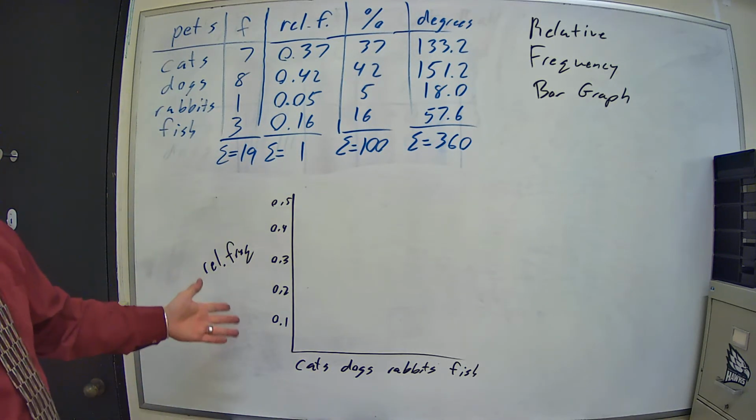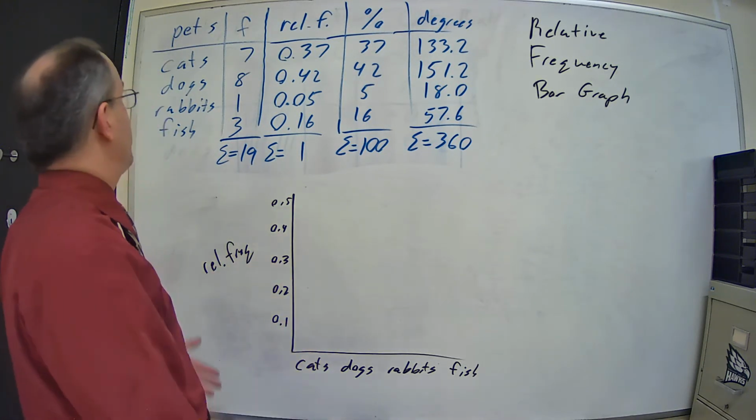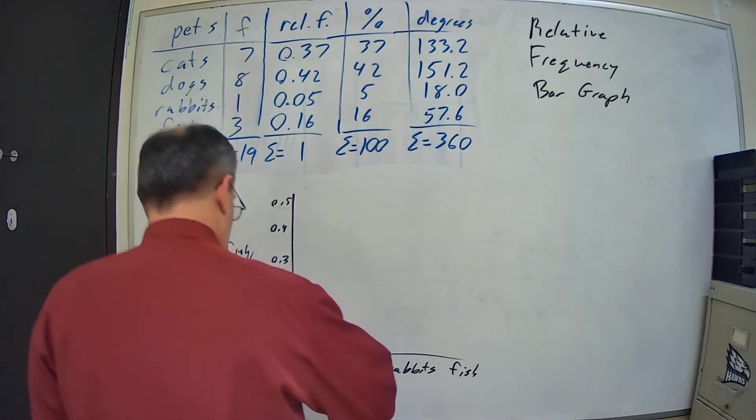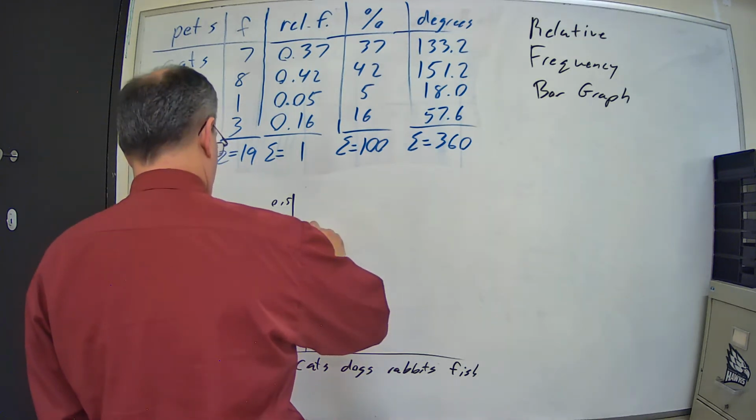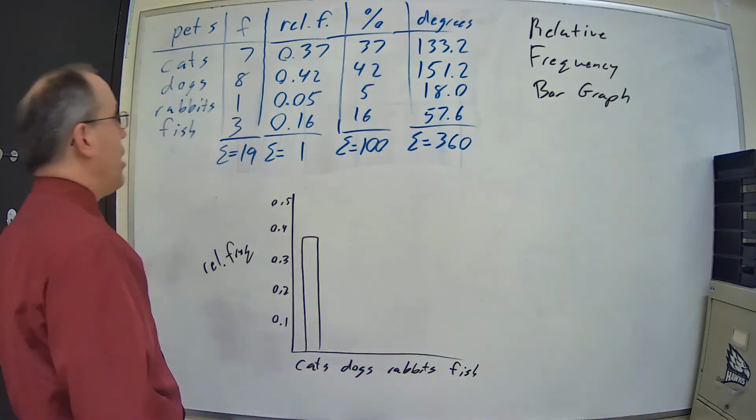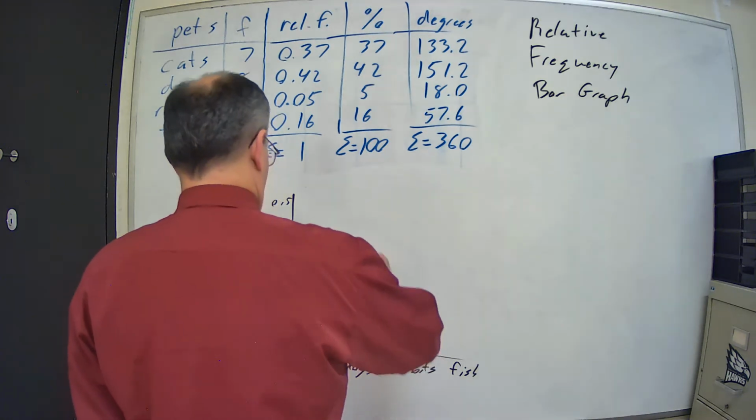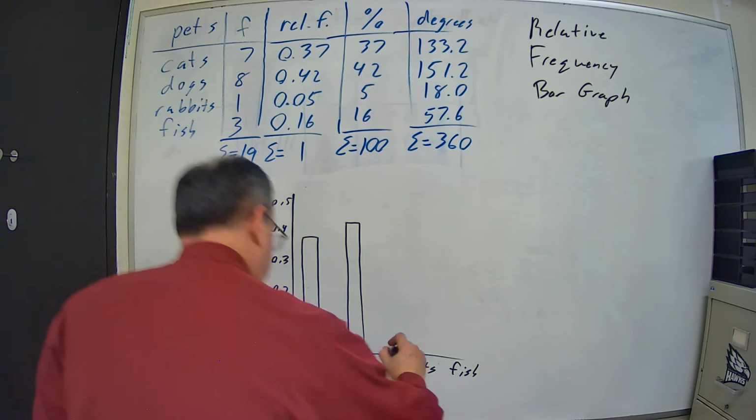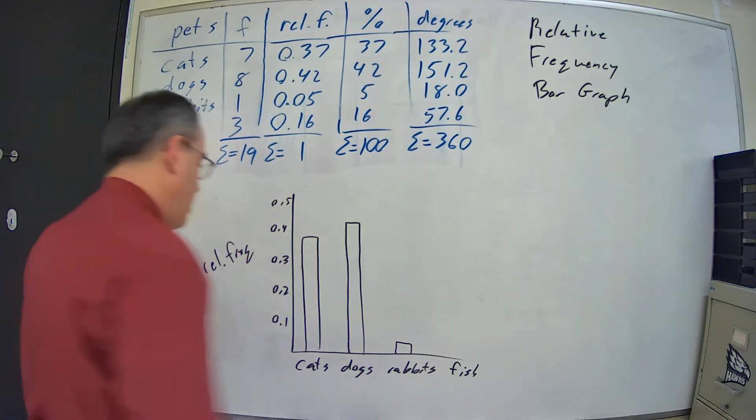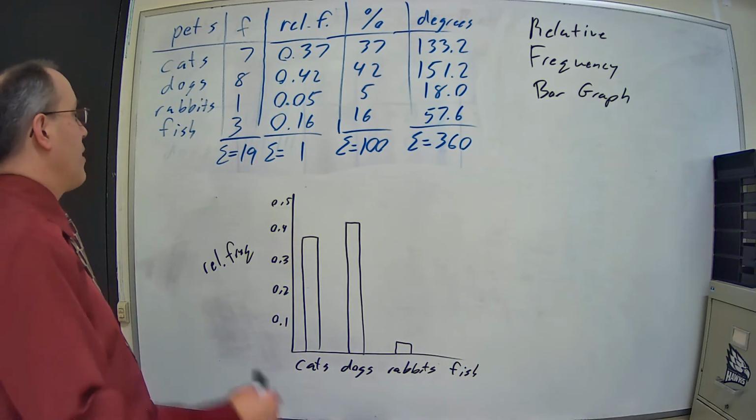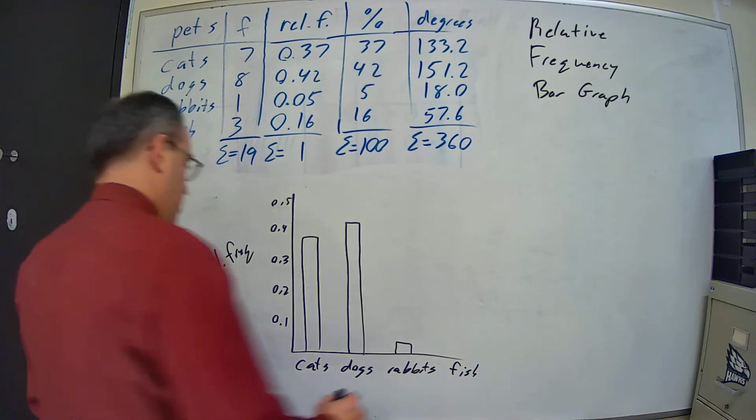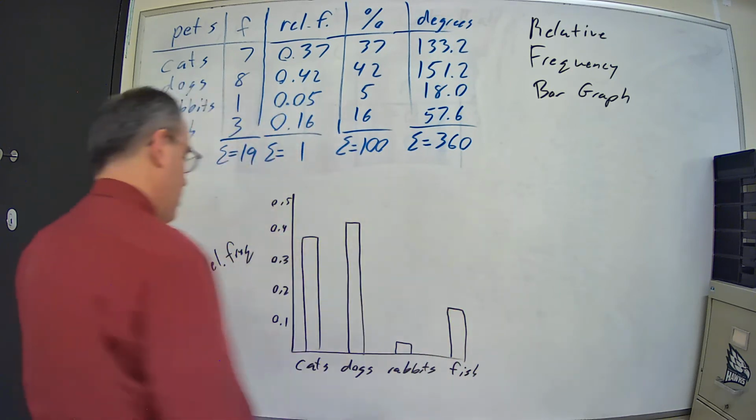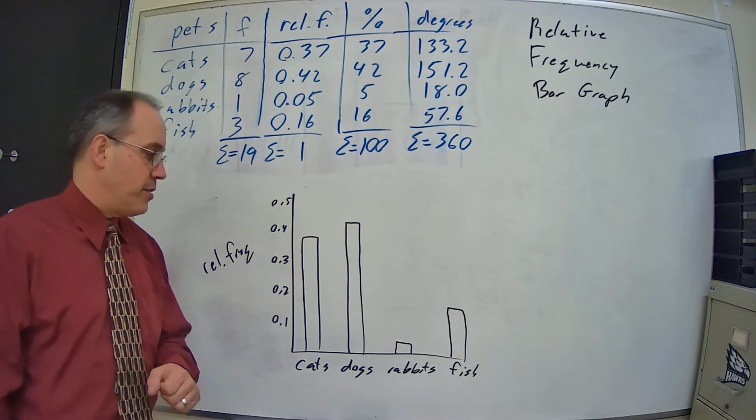So now I'm ready to create my bar graph. And with my bar graph, it's just a matter of looking at these and creating the bar. So cats, 0.37. So it comes up here almost up to 4. Dogs, 0.42. A little over 0.4. Rabbits, 0.05. Halfway up to that 0.1. And fish, 0.16. So a little above halfway between 0.1 and 0.2.